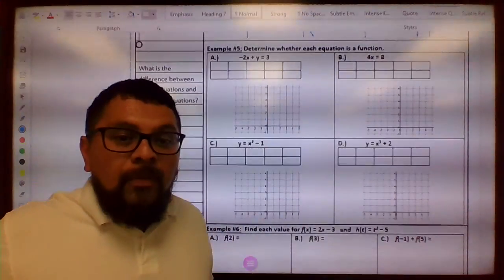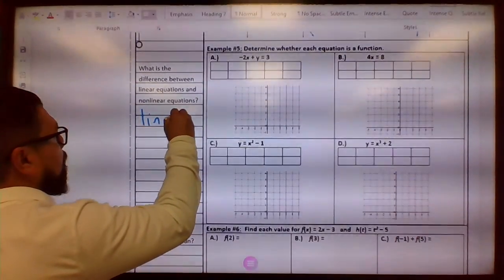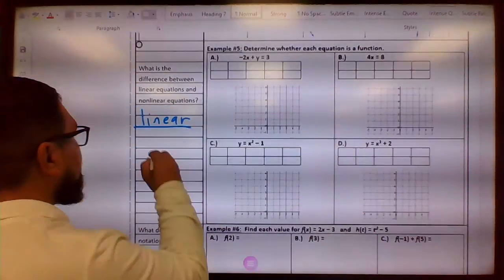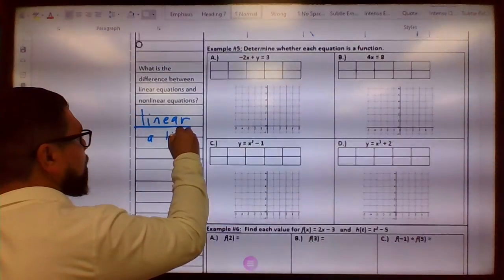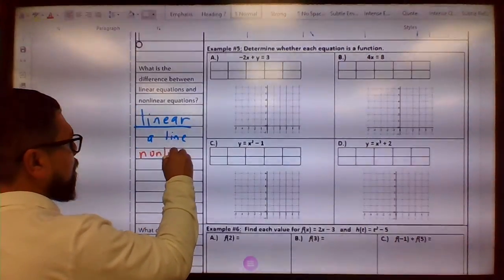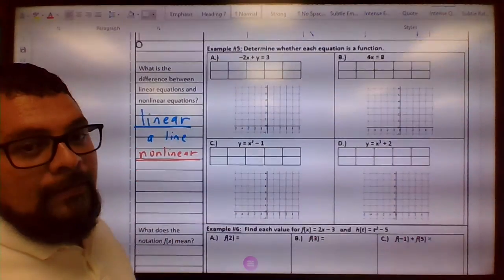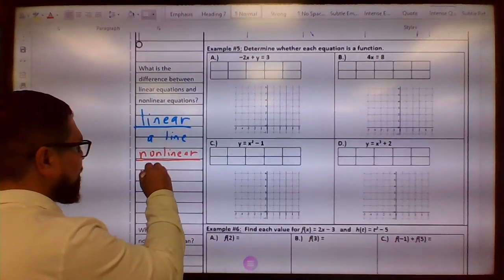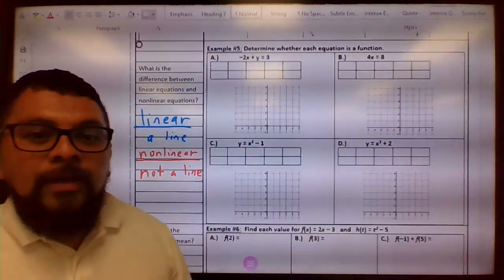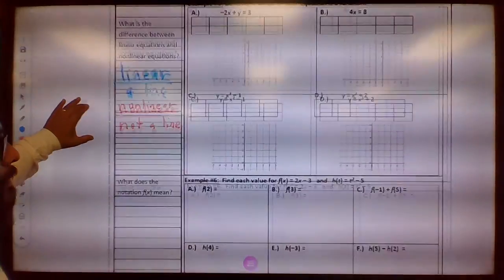The difference is simple. Linear equations, what are they? They're a line. Non-linear, not a line, right? That's it. We answered that one. Now let's go ahead and go on to example number 6.